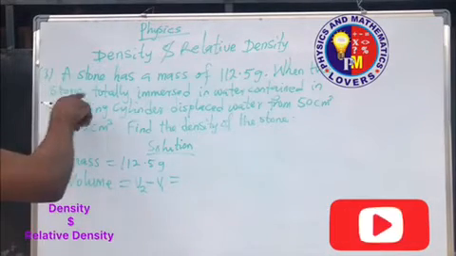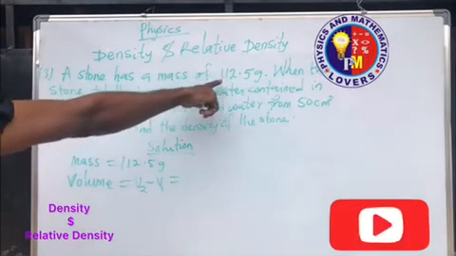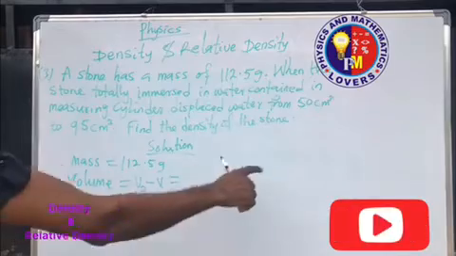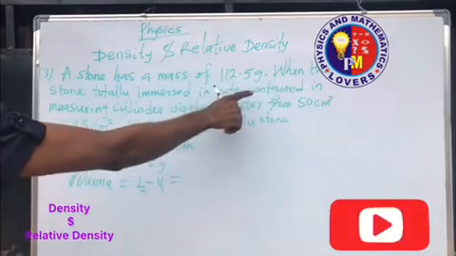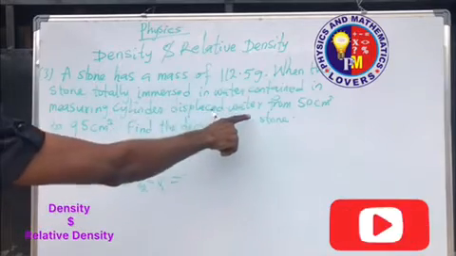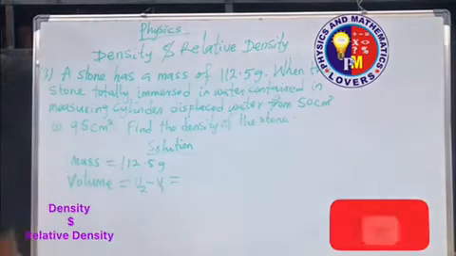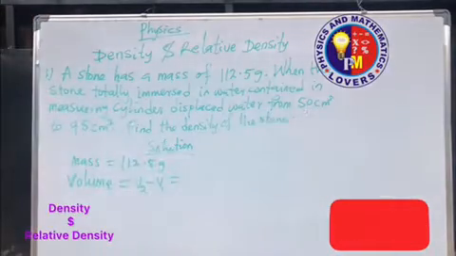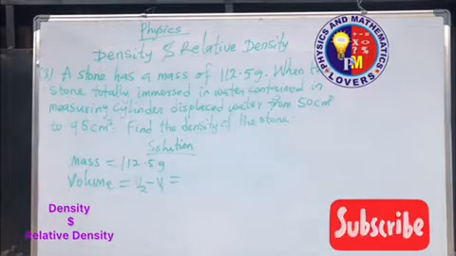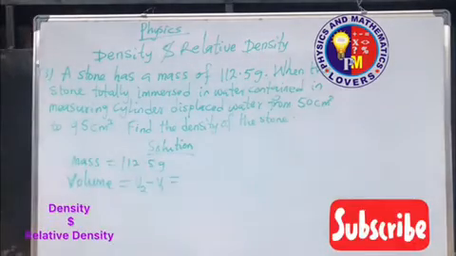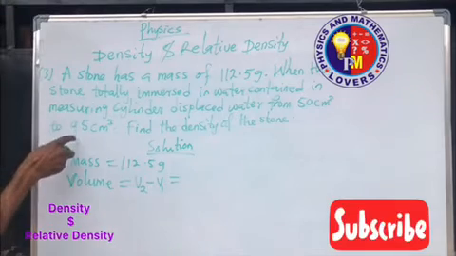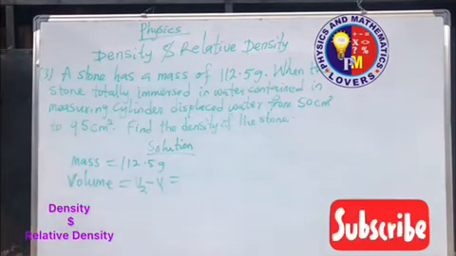Look at it here. It says a stone has a mass of 112.5 gram. When the stone is totally immersed in water contained in a measuring cylinder, it displaced water from 50 cm cube to 95 cm cube. What does that statement mean? It means that the initial reading, the volume of water in that cylinder when the stone has not been dropped into the water, is 50 cm cube. So that was what I explained earlier. Now when the stone is dropped inside that water, the volume rises to 95 cm cube.